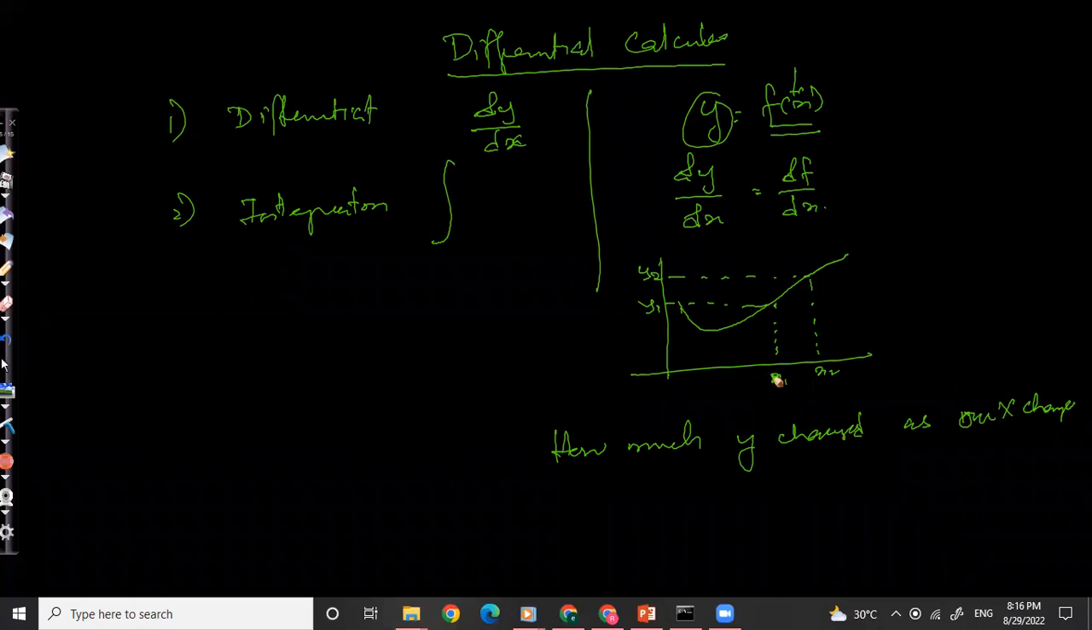If x moves from the initial value x1 to x2, y also changes. So what is the rate of change of y with respect to x? That is differentiation. In machine learning, every algorithm uses differentiation for finding the best model, the optimization. In deep learning especially, it is used extensively. We'll see it one by one.